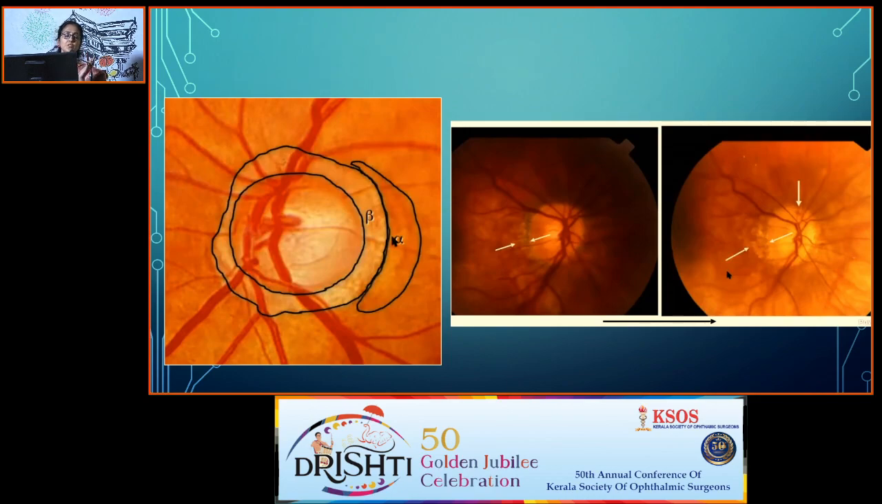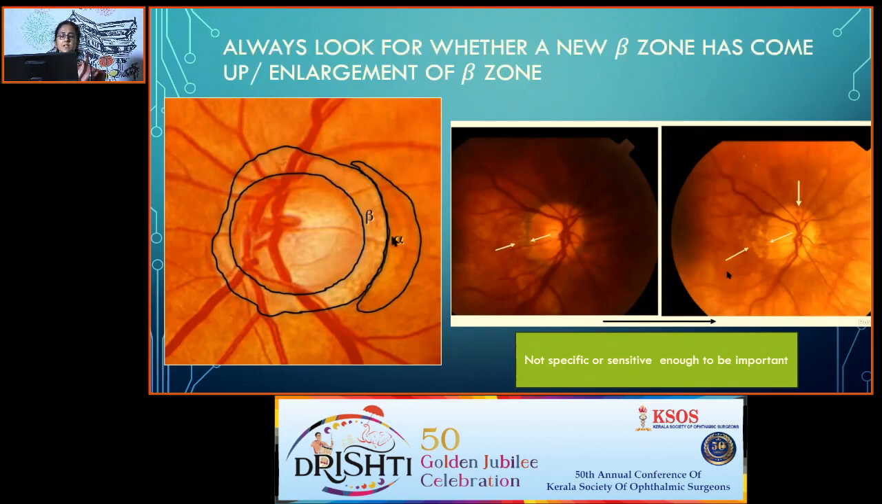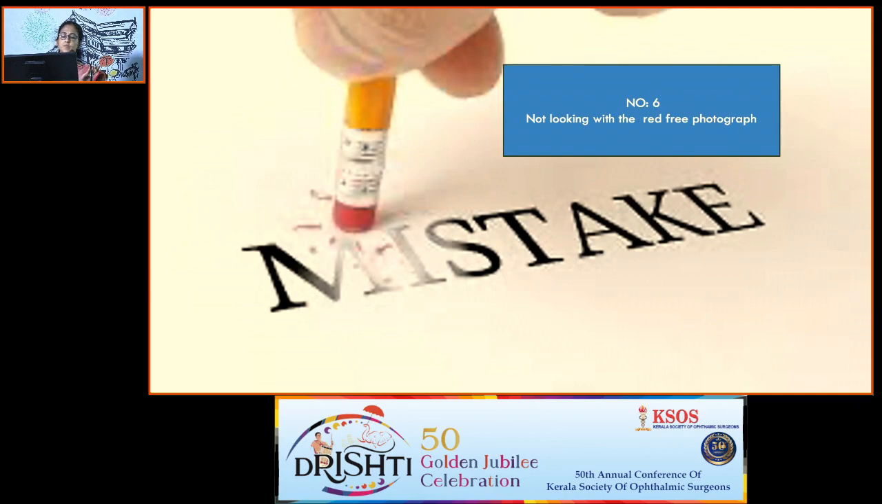So mistake number 4, too much importance to parapapillary atrophy. As you know, beta zone is more important as far as glaucoma is concerned, which indicates the atrophy of the RPE and the choriocapillaris. But what you have to understand is it is not specific or sensitive enough to be important. What is important is always look for whether a new beta zone is appearing or is there any enlargement of the beta zone.